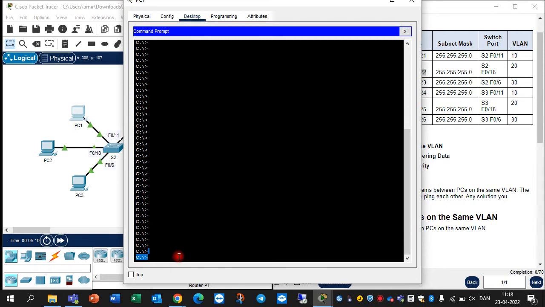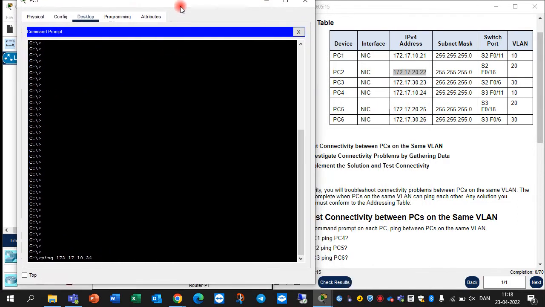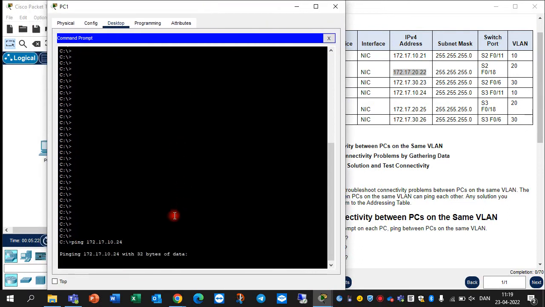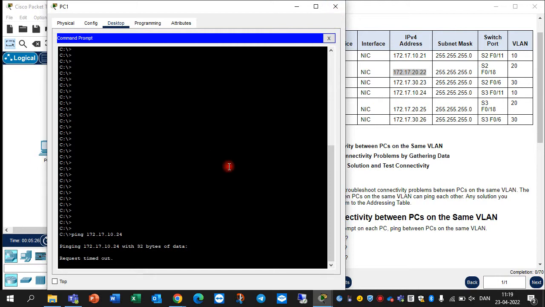try to ping the IP address of PC4. This is the IP address for PC4. PC1 cannot ping PC4.